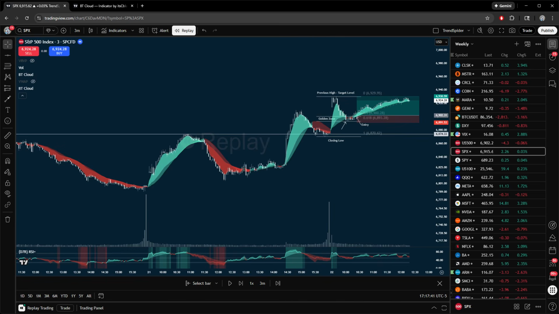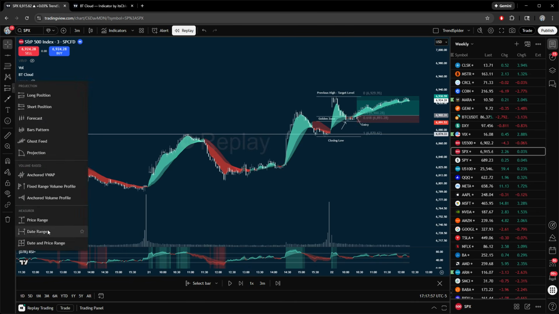Your next steps: 1. Install BT Cloud on TradingView. 2. Paper trade this system for at least 2 weeks. 3. Track your trades in a journal. 4. Only go live when you're consistently profitable. 5. Start small and scale up gradually.